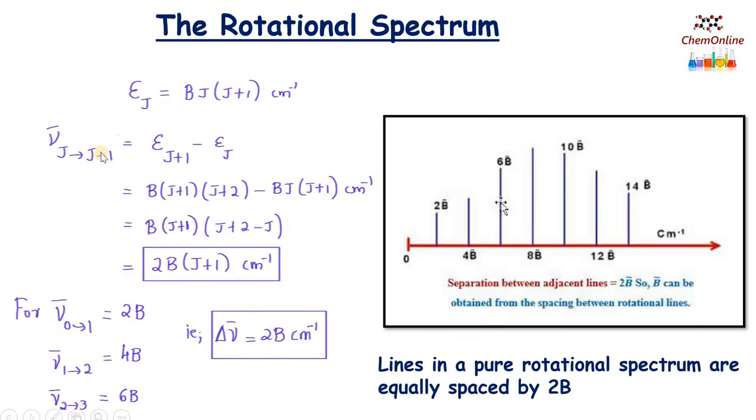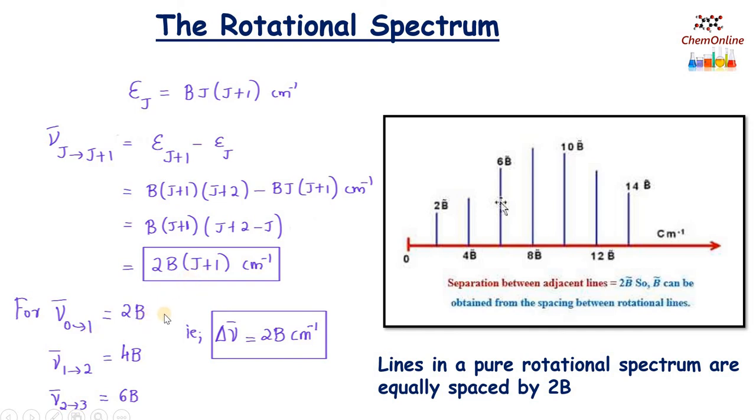Now consider a transition from the Jth level to the J plus 1th level. So the energy difference between the two levels is given by epsilon_(J+1) minus epsilon_J equals B into, instead of J, write J plus 1 because it is the J plus 1th level, so B into J plus 1 into J plus 2 minus B J into J plus 1. The difference can be seen to be 2B into J plus 1 centimeter inverse. Now, if we consider the first transition, that is from the ground state J equals 0 to the first state J equals 1, J equals 0 here, we will get 2B.